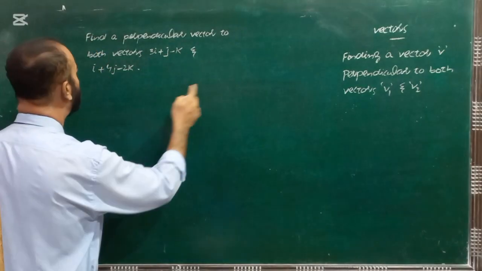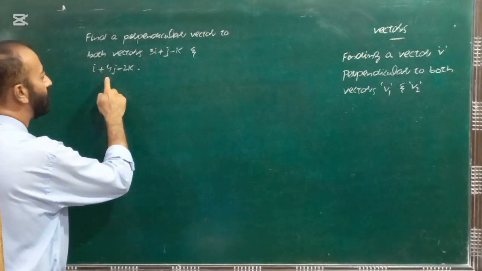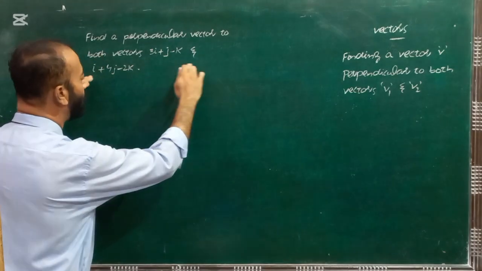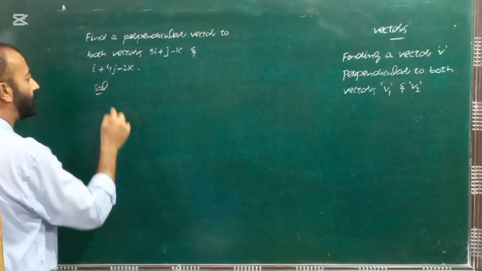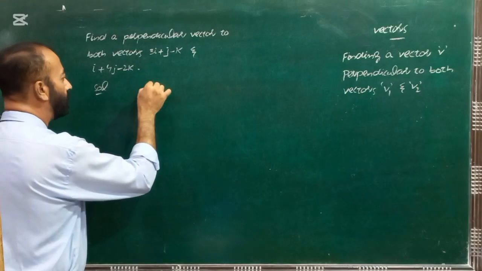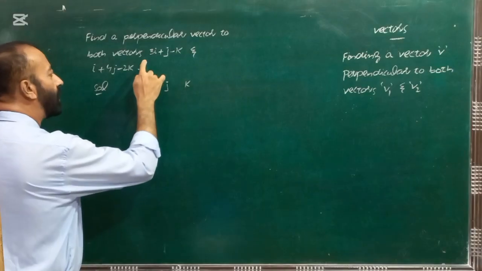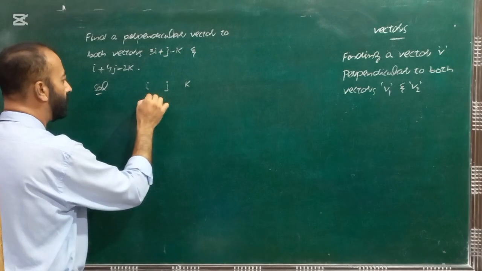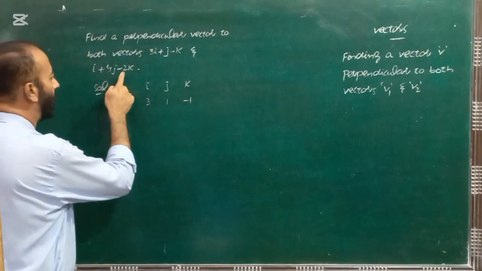Find a perpendicular vector to both vectors 3i plus j minus k and i plus 4j minus 2k. So the requirement is to find a perpendicular vector to both of these vectors. Now the solution is very simple. I'm telling you a very simple method. So look now, i, j and k. The first vector's position vector is 3, 1 and minus 1, and the second vector is 1, 4 and minus 2.